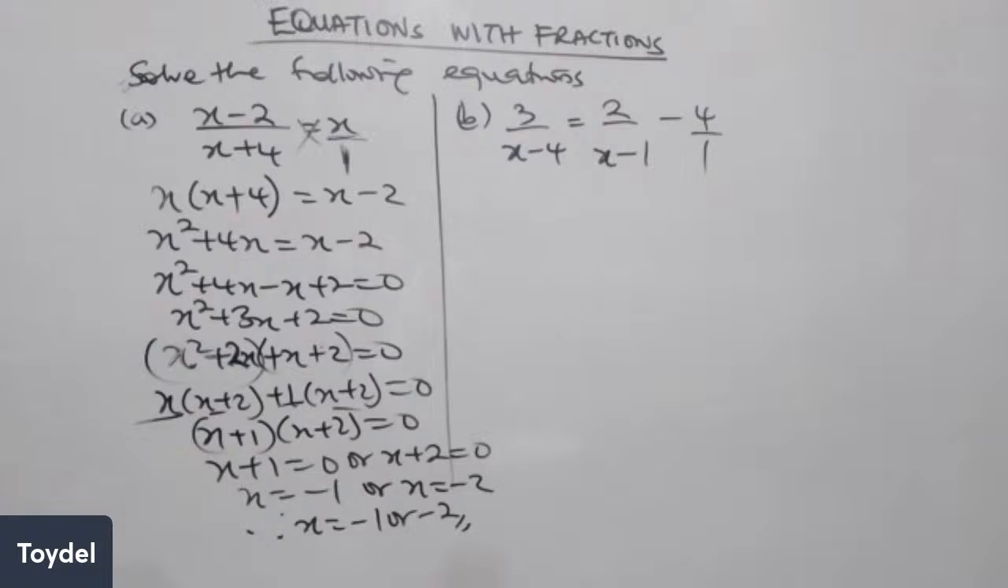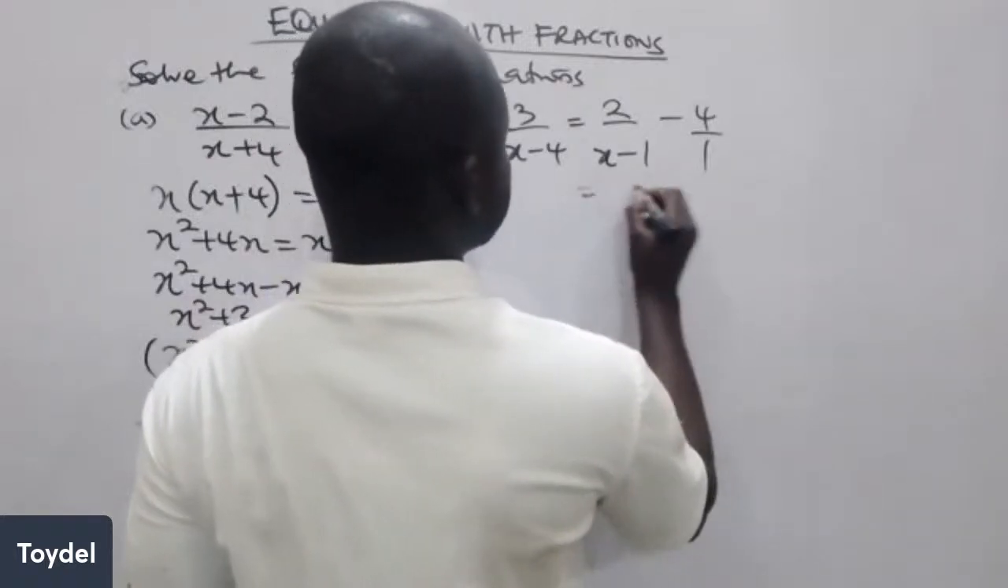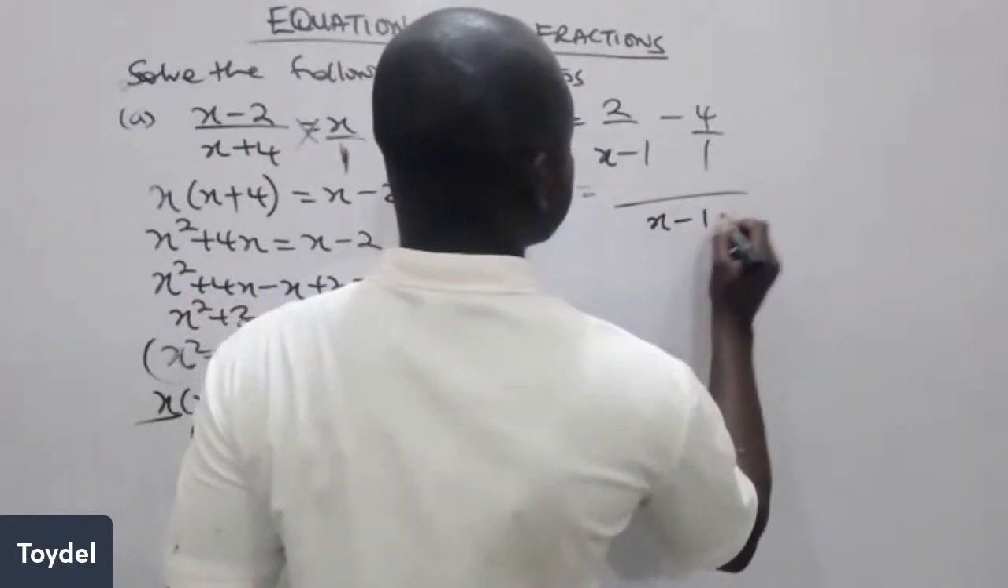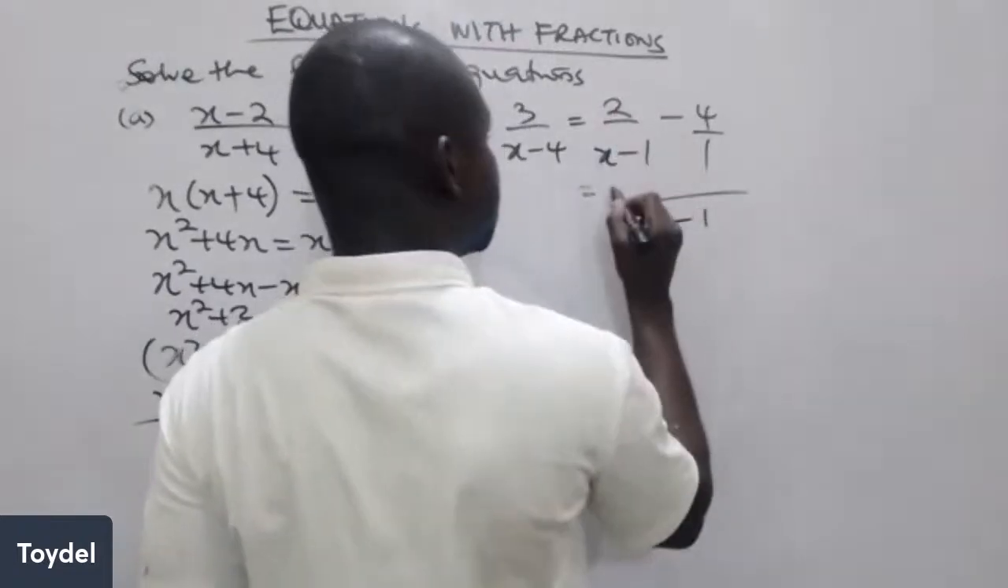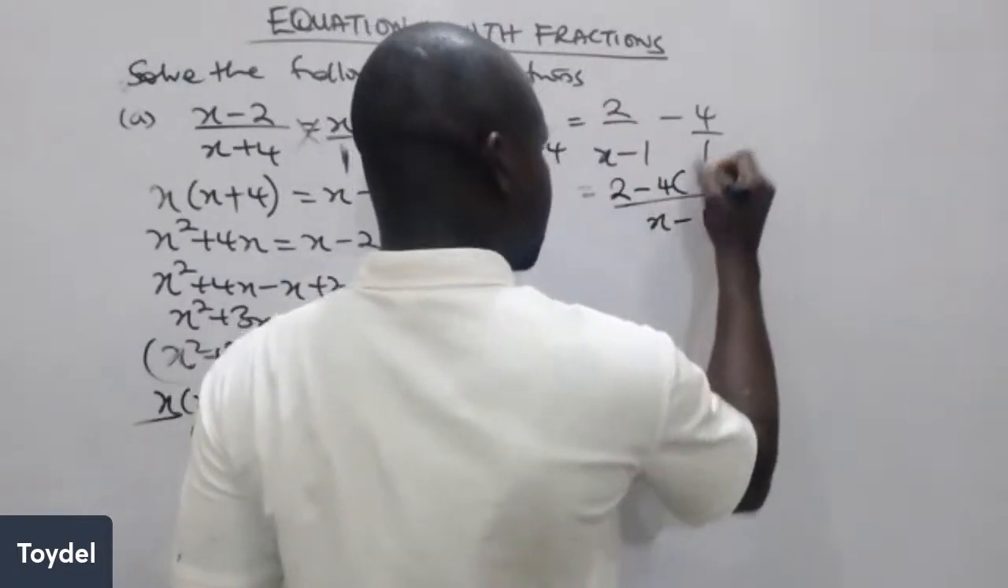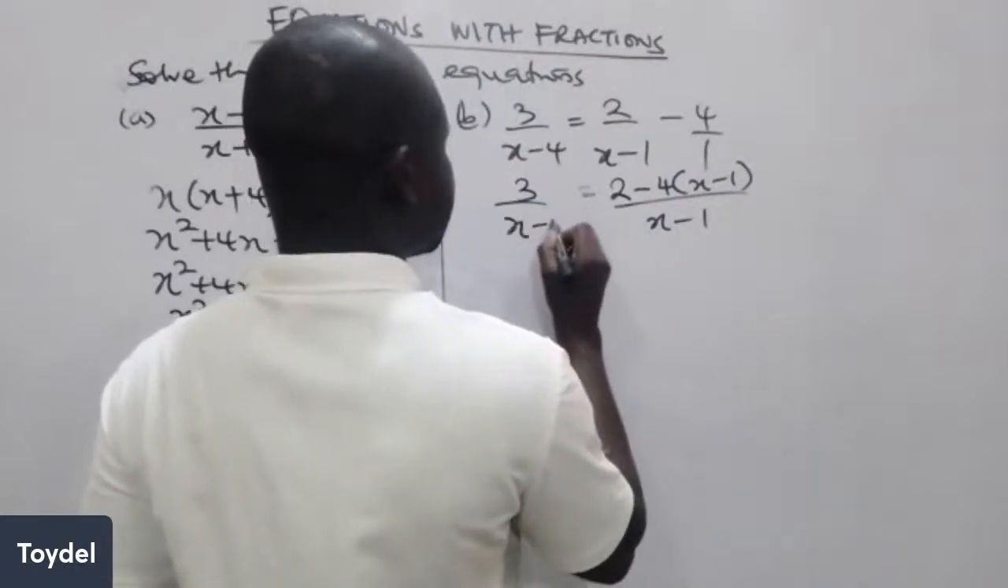So we go to the second example. In this second example, of course, we concentrate on the right hand side and go ahead and find the LCM of the right hand side, so that we have one value at the denominator. That is, we say this is the same thing as x minus 1. Of course, 1 is 1. 1 times 2, 2 minus 4 into bracket x minus 1. Then we have 3 all over x minus 4 here.